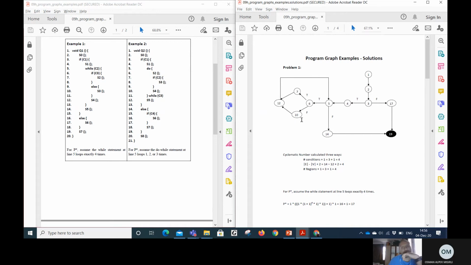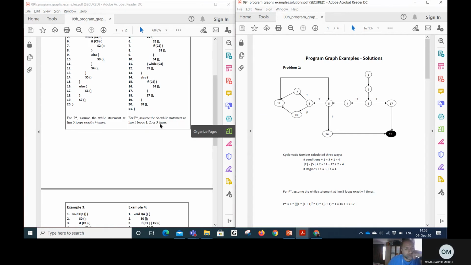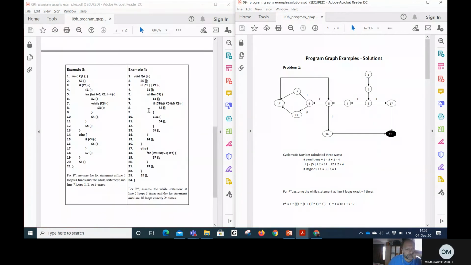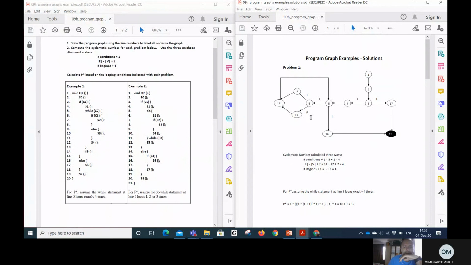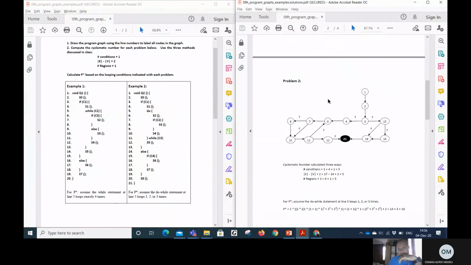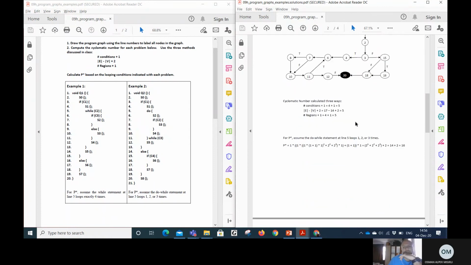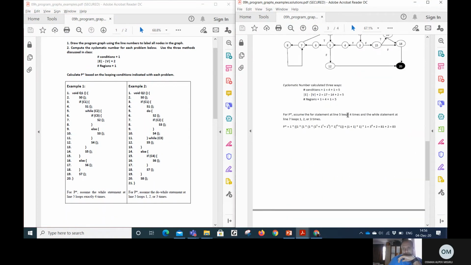Okay? So there's some more examples in here. And like I said, we'll go over P star next week. But there are some other examples that get really interesting with the way they work out with the graphs and the way they can be drawn here.